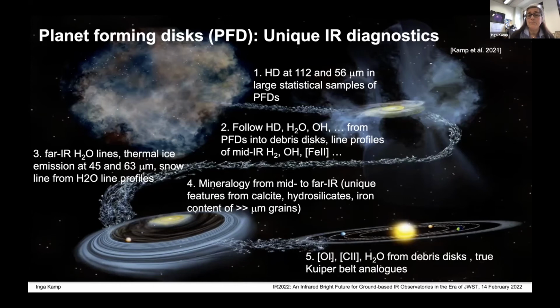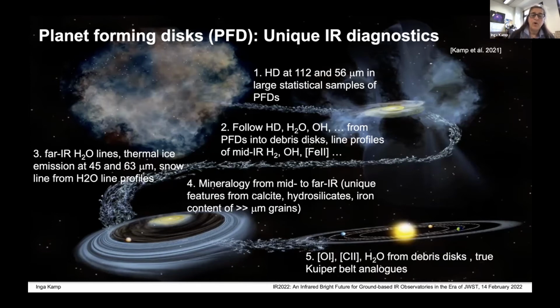If we get line profiles, this is what Matt Richter also highlighted, if we get high spectral resolution in space, we have access to the spectral line profiles of H2, OH, iron lines. We can study the wind and the gas dispersal in these systems, something that we cannot do from the ground easily, because in space we really have a factor 1,000 or so higher sensitivity.